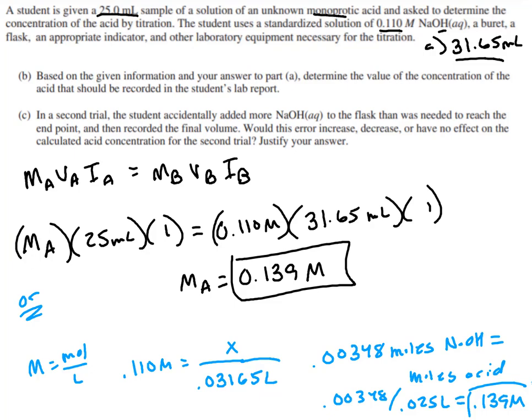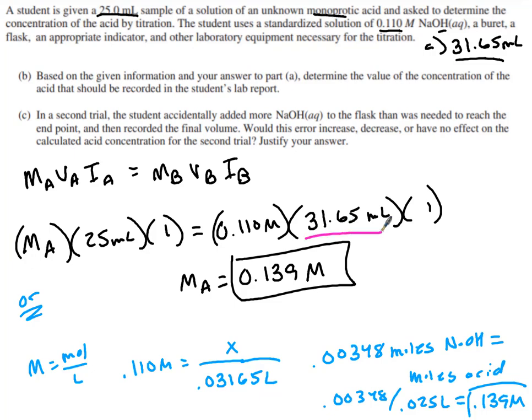So the last one says that the student accidentally used more NaOH. Would this error increase, decrease, or have no effect on the calculated acid concentration? When given an error analysis like this one, if you get confused and you're like, I'm not sure, you've just solved for the concentration of the acid.